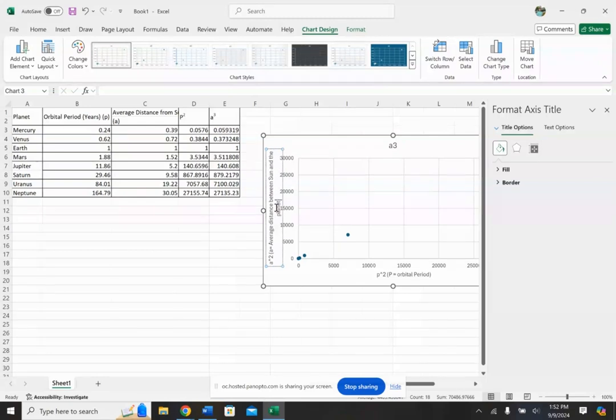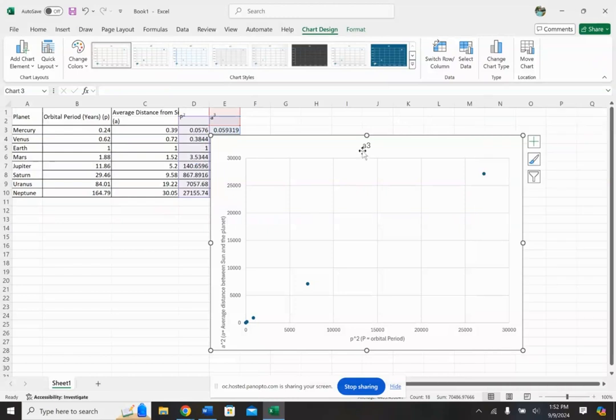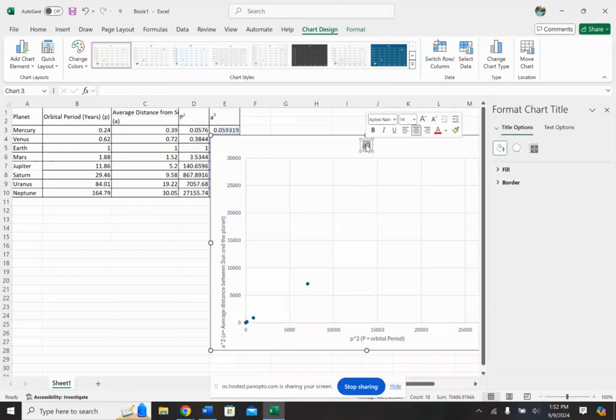That's how you write it down. And then you can name this graph here. You can write down Kepler's third law. Okay, so that's how you plot the graph here.